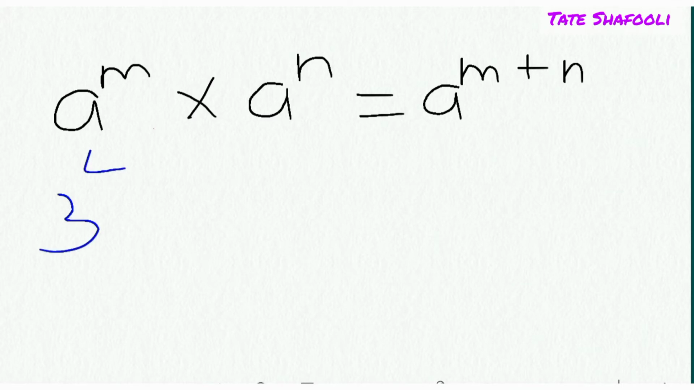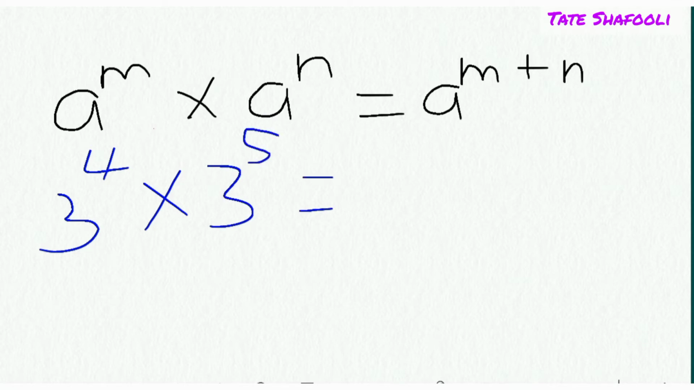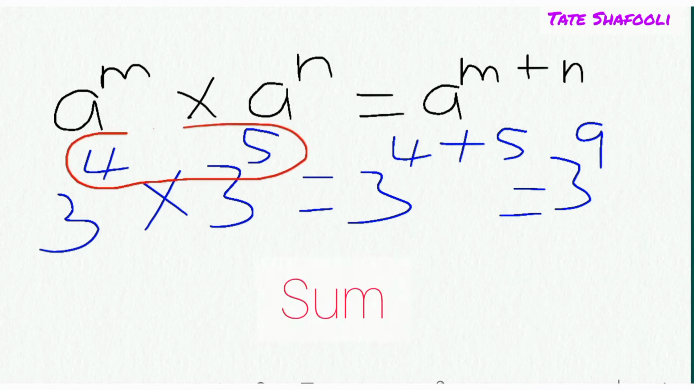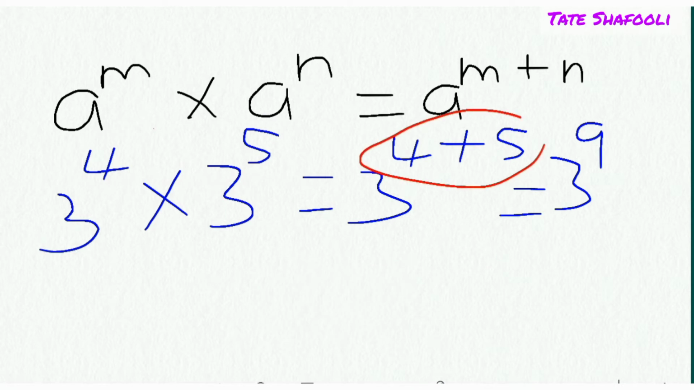3 to power 4 times 3 to power 5 can be written, or it's the same as 3 to power 4 plus 5, which is equal to 3 to power 9. This 9 is the result of adding the indices together. 4 plus 5, you can see I've added my indices. 4 plus 5 is equal to 9.